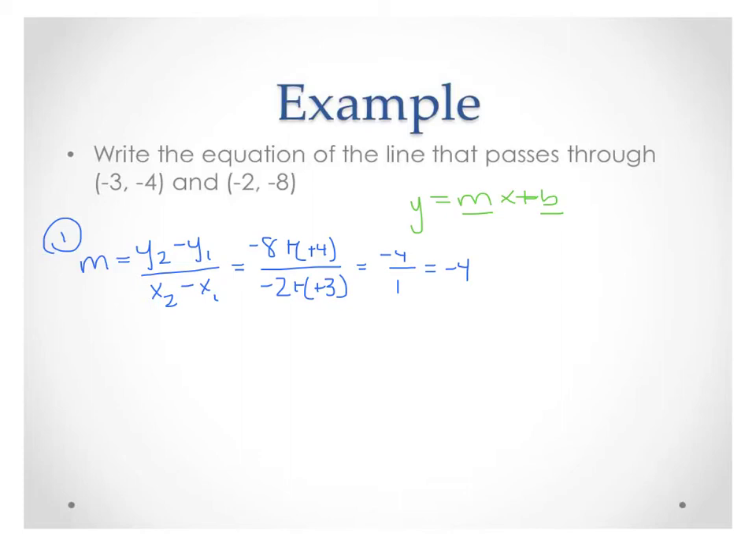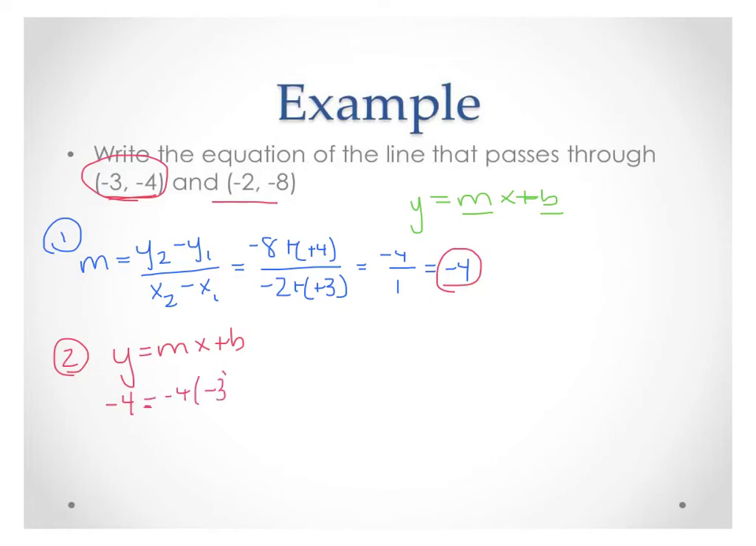So you're first going to do that, then you're going to come back and you're going to plug them into slope-intercept form. Now, I have an m, here's my m. You need an x and a y. You can pick either point, just make sure you pick both coordinates from the same point. You can't pick an x from one and a y from the other. So I'm going to go ahead and use the first point. So I'm going to have -4 equals -4 times -3 plus b. So -4 equals 12 plus b.